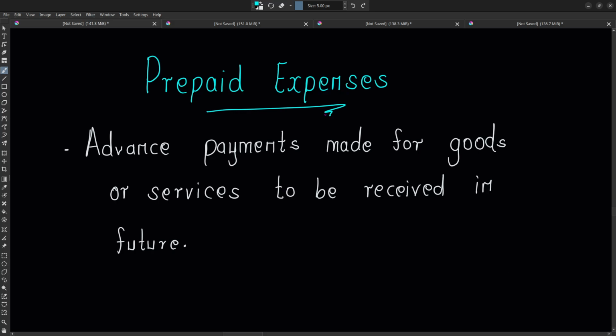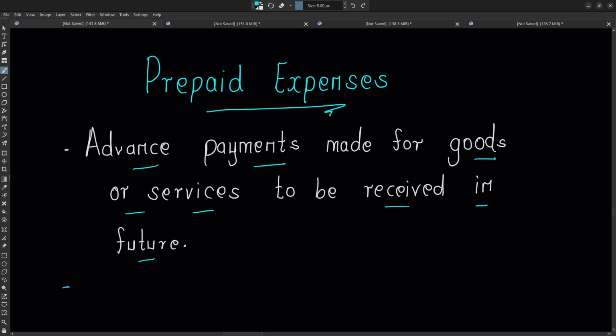But prepaid expenses are advance payments made for goods or services to be received in the future, okay? So you make a payment of something as of right now, but the benefit of what you're paying for, you're going to receive it in the future. You're not receiving it now, okay? You're going to receive it in the future. That is what we call a prepaid expense, okay?